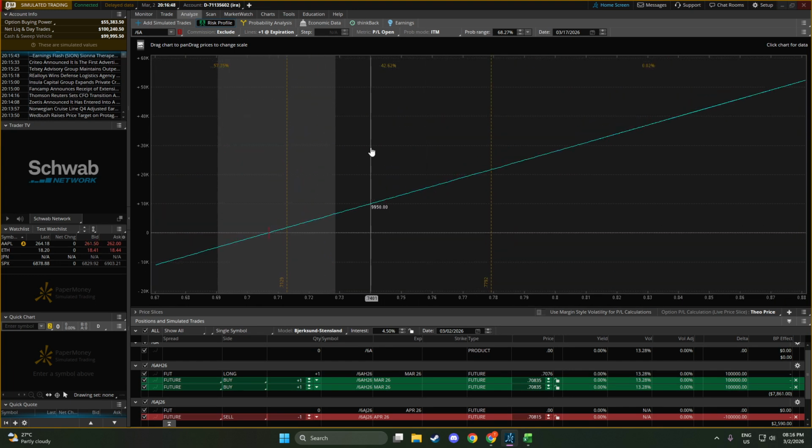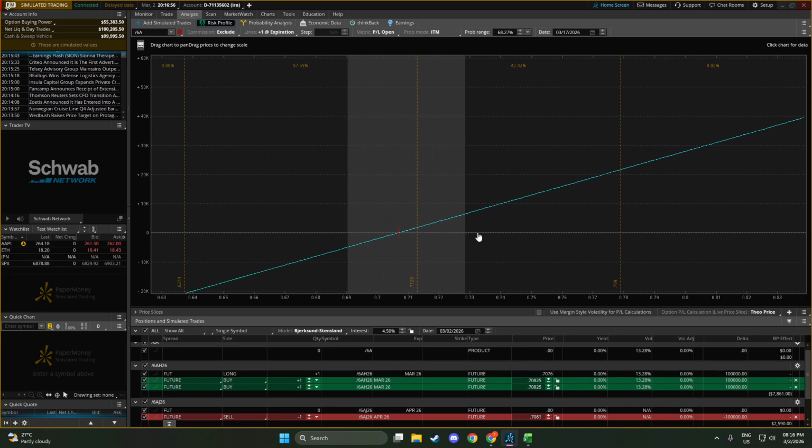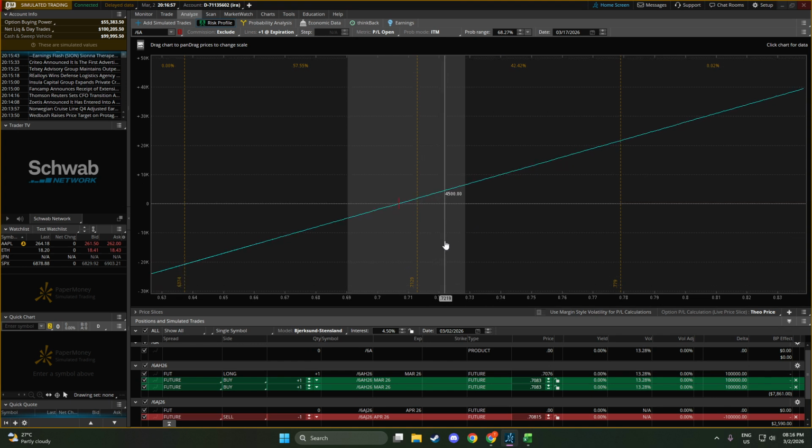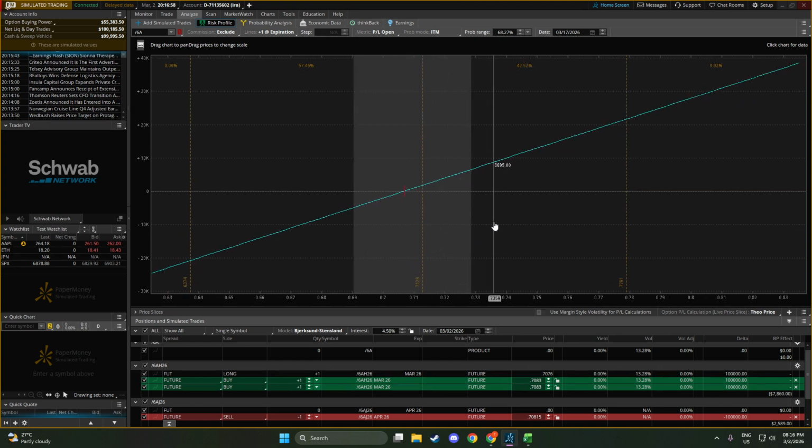A few practical tips as you work. Aim to test multiple price locations with the slices to see both moderate and larger moves. Consider how your simulated trade responds above and below the current price to visualize risk on both sides. And keep in mind, these are theoretical estimates. Real market results can differ due to factors like volatility, liquidity, and execution.